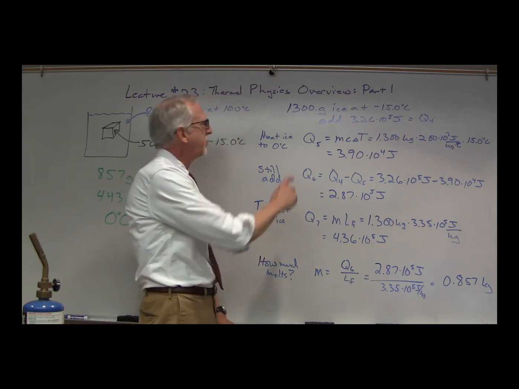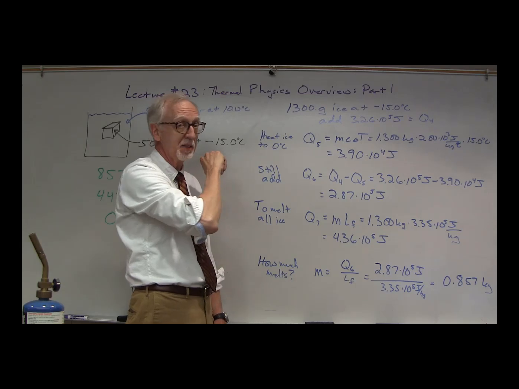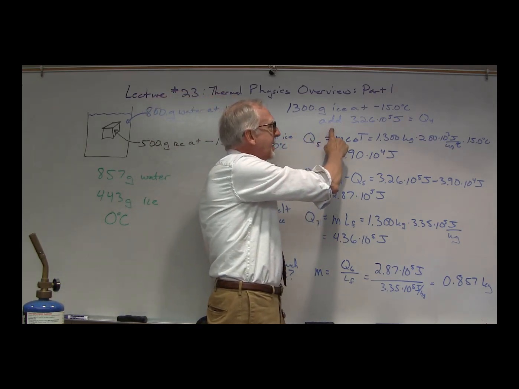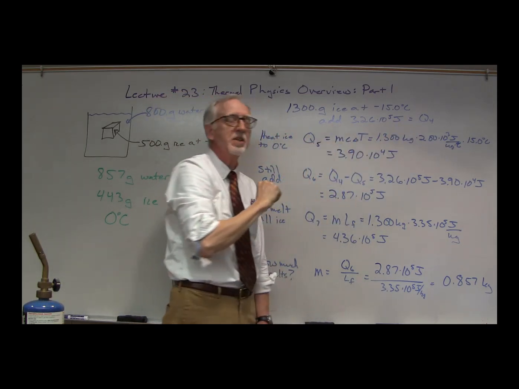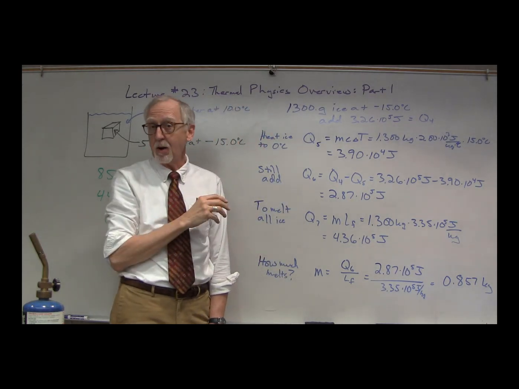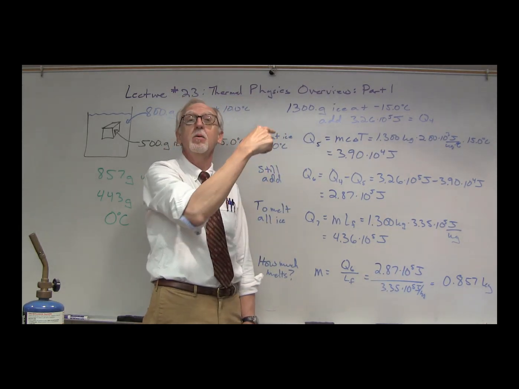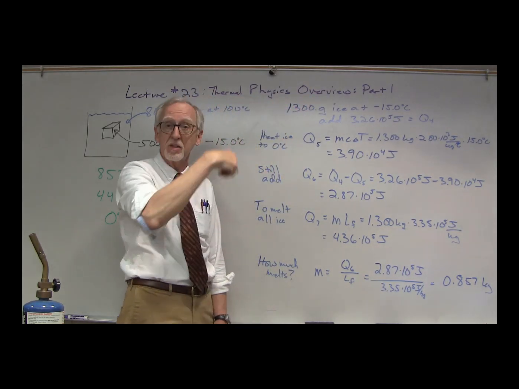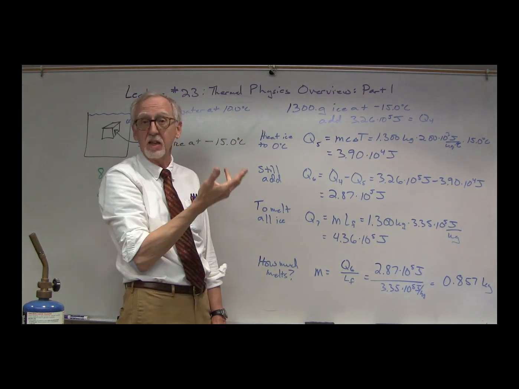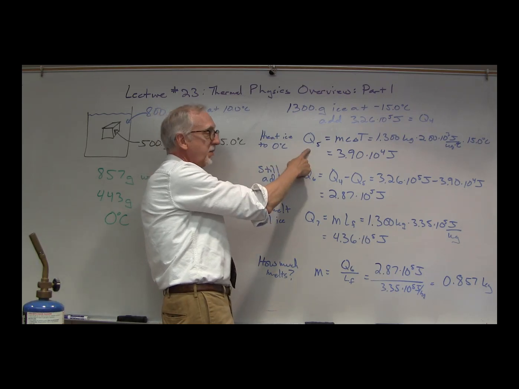So what are we doing? We've got 1,300 grams of ice at negative 15 degrees Celsius, and we're going to add this Q4, 3.26 times 10 to the fifth joules, back into that ice, and we have to figure out what we are going to end up with. Well, the first thing that's going to happen is the ice will start to warm up to 0 degrees. Let's see how much energy that requires. So to heat the ice to 0 degrees, we'll call that Q5.